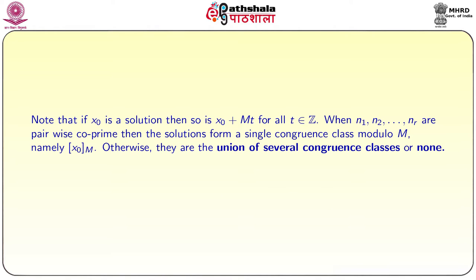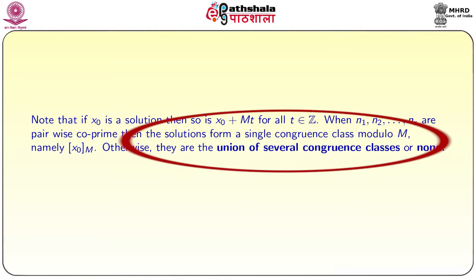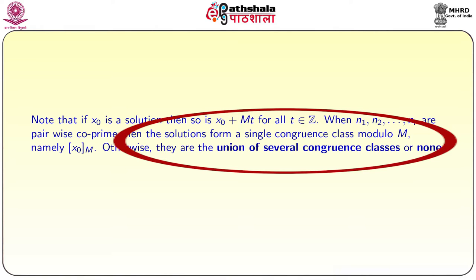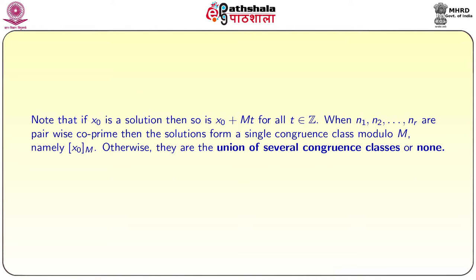Note that if x naught is a solution, then x naught plus m t is also a solution for all the simultaneous congruences, that is, for all t belongs to Z. When n 1, n 2 and so on up to n r are pairwise coprime, then the solutions form a single congruence class, namely x naught modulo m. Otherwise, they are a union of several congruence classes or none.